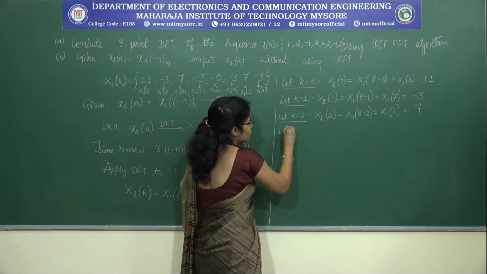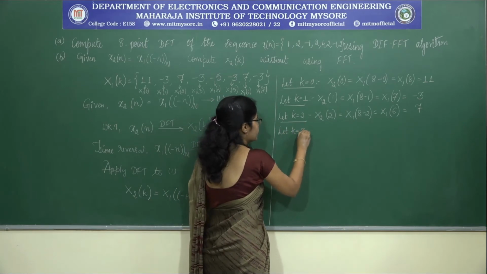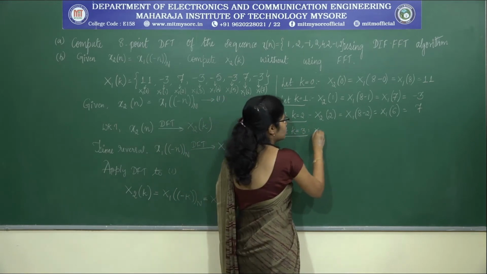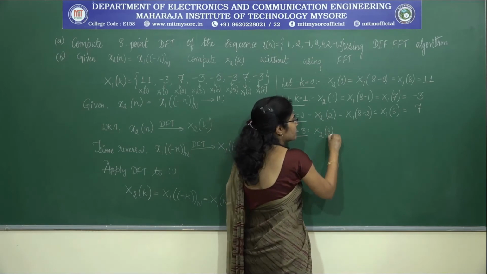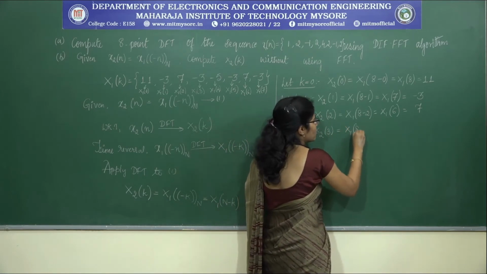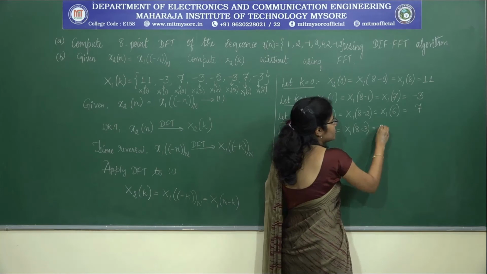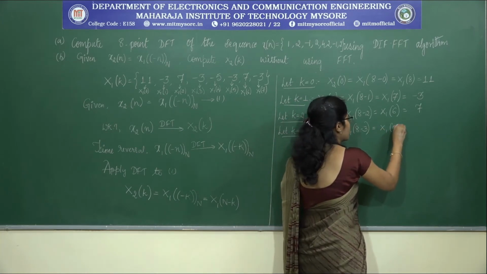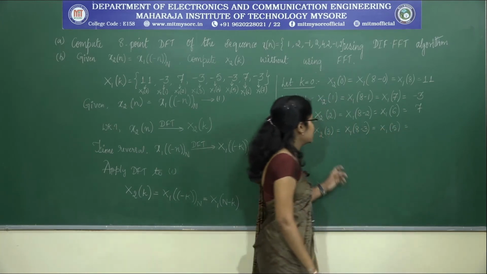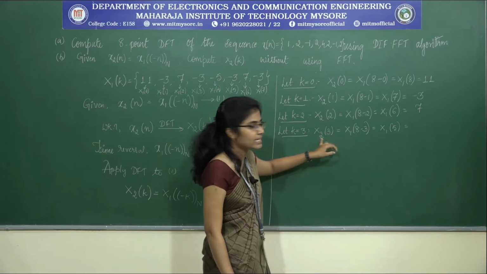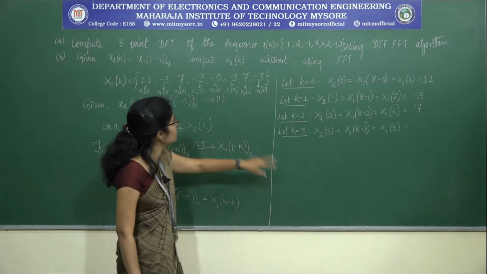Now the next value, let k be equal to 3. If k is equal to 3, x2 of 3 will be equal to x1 of 8 minus 3, which is equal to x1 of 5. So what we are doing here, the value of x1 of 5 is equal to x2 of 3. What is x1 of 5?